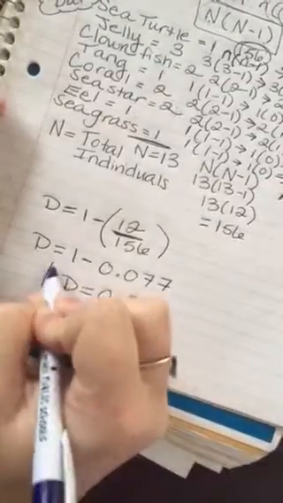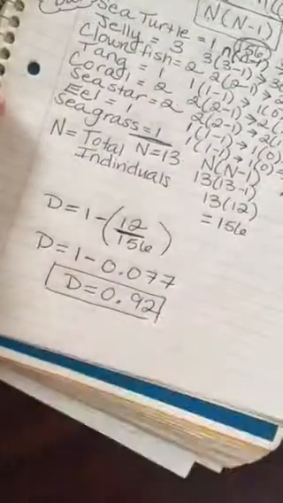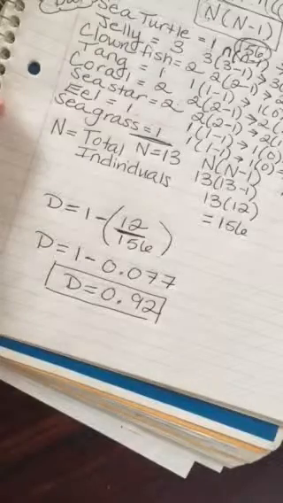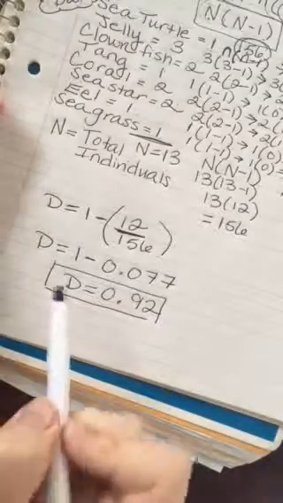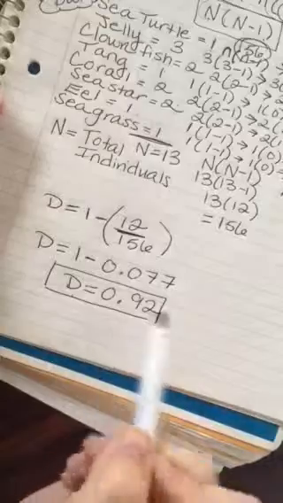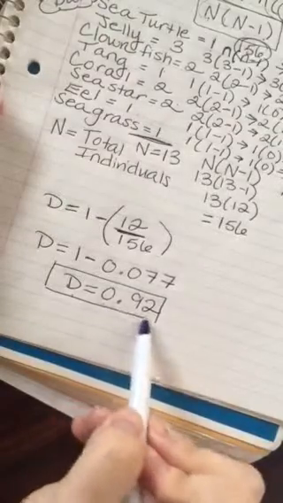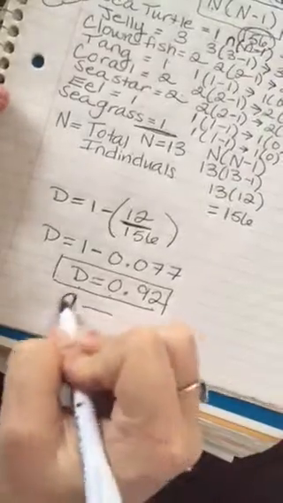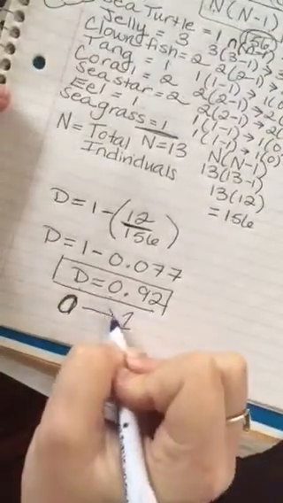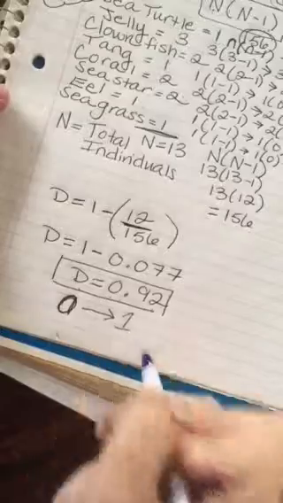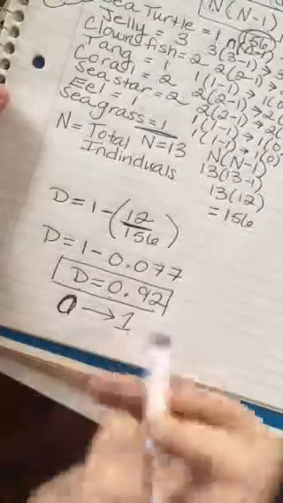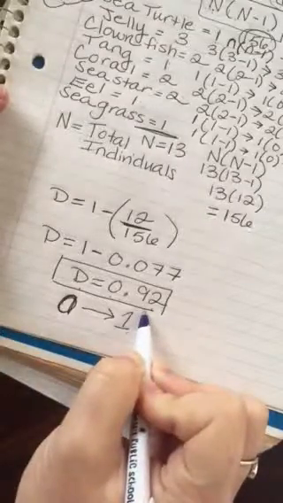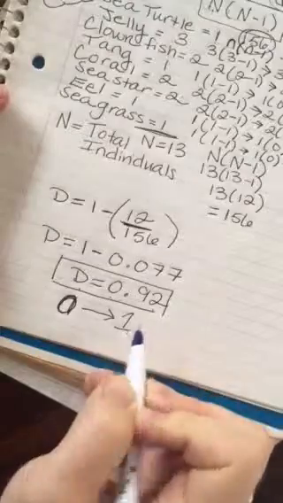Then our diversity equals 0.92. So for this ecosystem and this data set that I collected for this coral reef ecosystem, we found out that it has a biodiversity Simpson's index of 0.92. And remember, we're talking about a scale from 0 to 1, with 1 being the highest biodiversity and 0 being the lowest. So in this case, this example of an ecosystem, it has pretty high biodiversity.